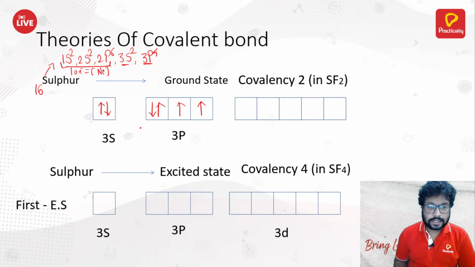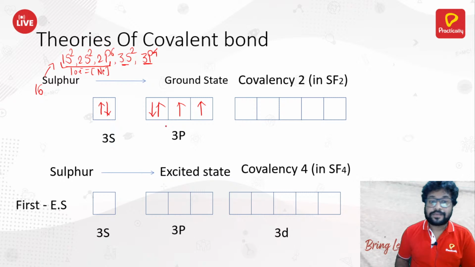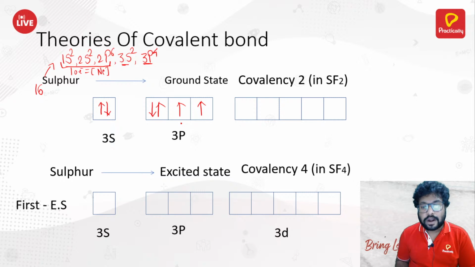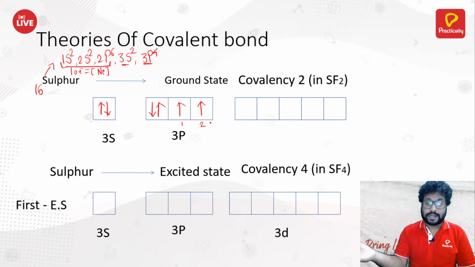So you have 3s2, 3p4. Now you can see you got only 2 unpaired electrons here. Look, this is first, this is second. Now your sulfur is in ground state. It is not excited, it is in ground state. In ground state, your sulfur has only 2 unpaired electrons, right? So here your sulfur can only show valency 2.